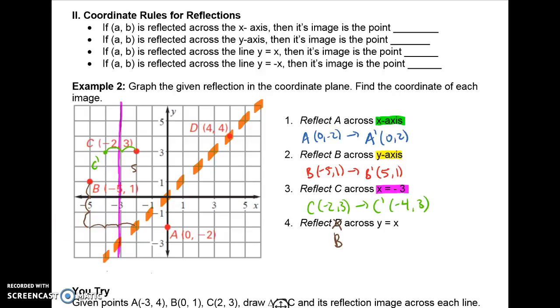And then to do the reflection, what I want to do is do the opposite. So I went across 3, so now I'm going to go down 1, 2, 3, and then across 1, 2, 3. And this would be the point B prime, which is at 1, -5. So B was at -5, 1, and B prime is at 1, -5.